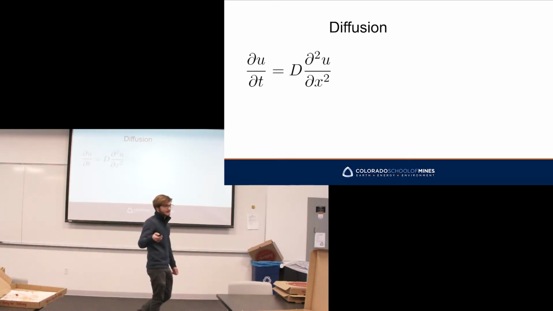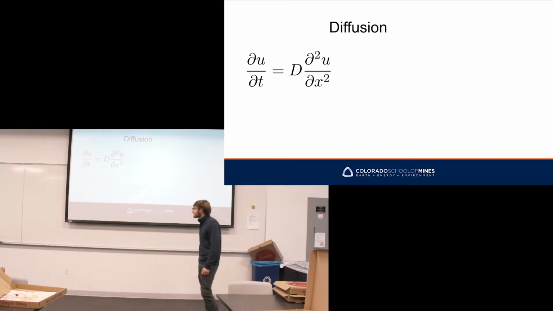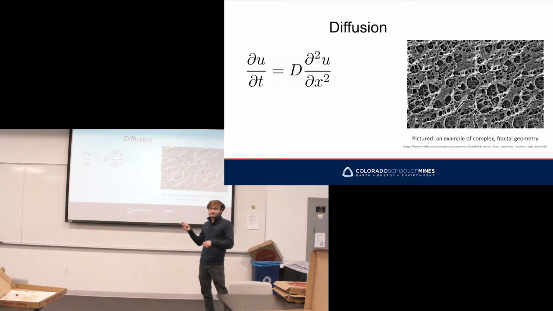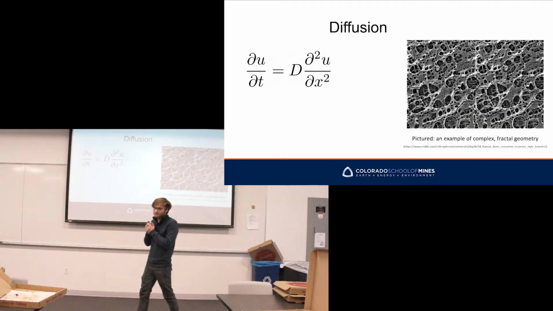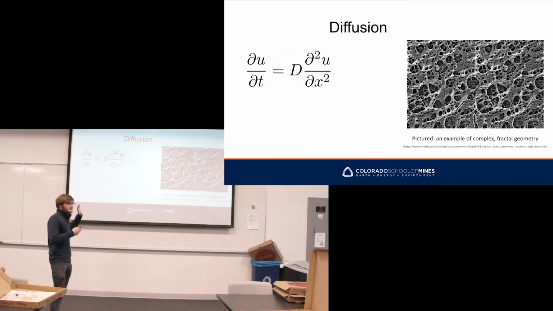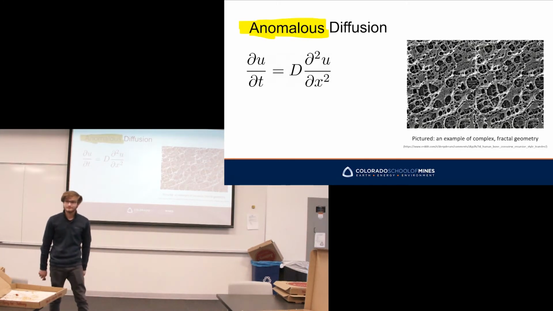I want to start this talk with a very physical example, diffusion, right? We know diffusion can be modeled relatively well by the diffusion equation. If you have gas in some volume and you want to look at how it's moving, you can use this to model that. However, if you have something that's complex, like a geometry that looks something like this, then the regular diffusion would no longer work. We call this anomalous diffusion.